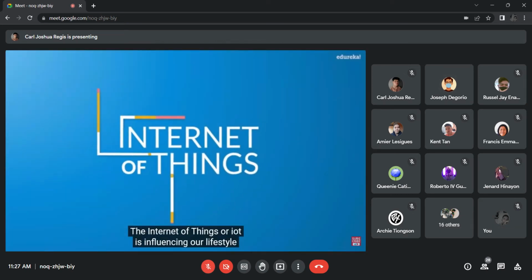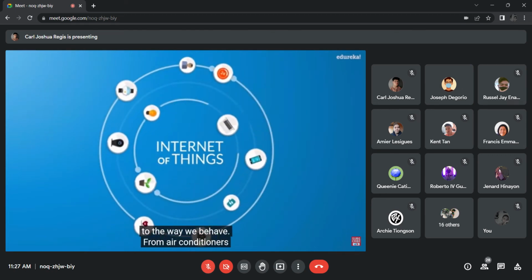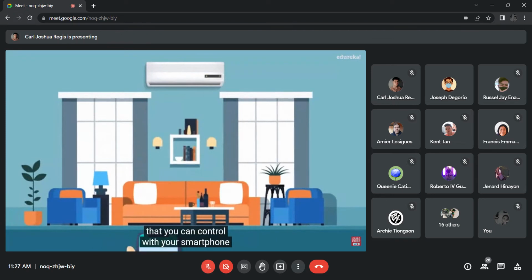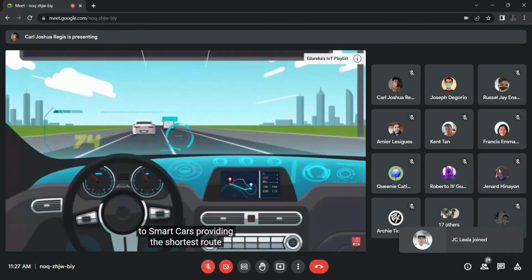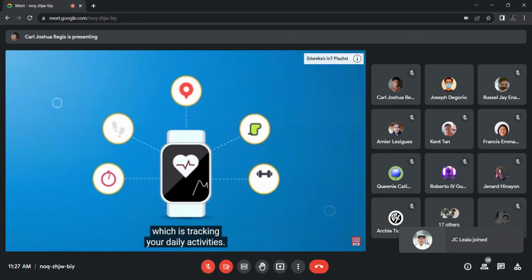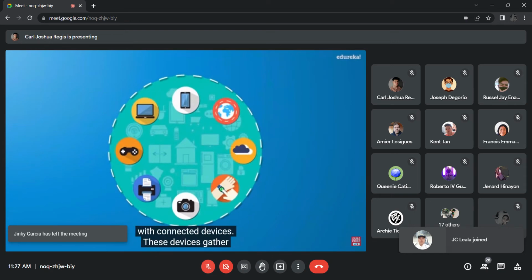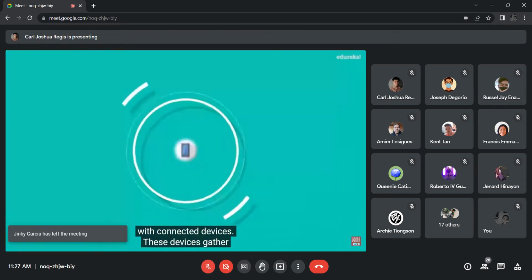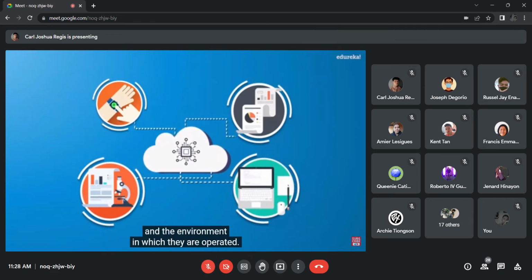Internet of Things, or IoT, is influencing our lifestyle from the way we react to the way we behave. From air conditioners that you can control with your smartphone, to smart cars providing the shortest route, or your smartwatch which is tracking your daily activities. IoT is a giant network of connected devices. These devices gather and share data about how they are used and the environment in which they are operated.